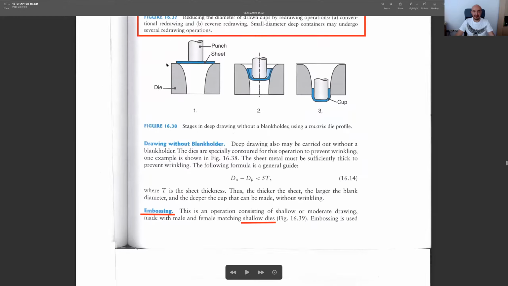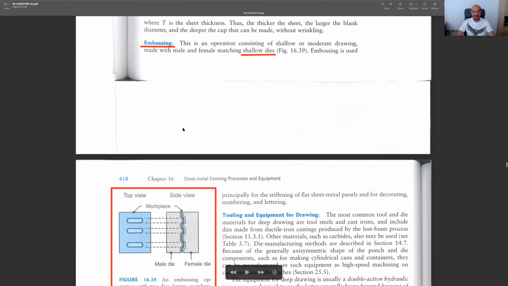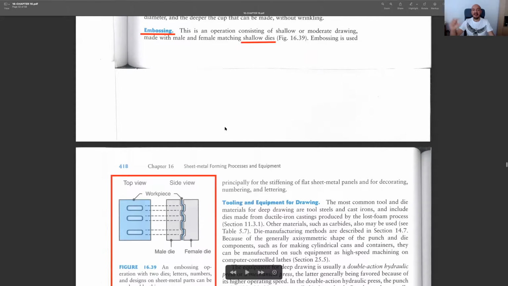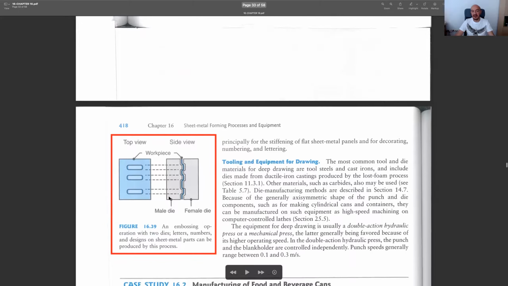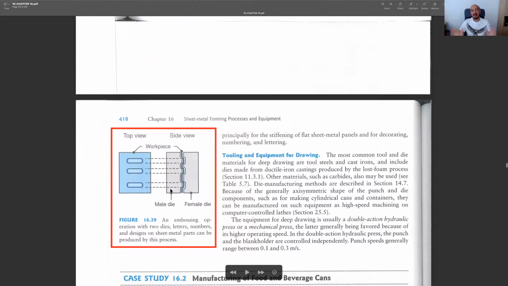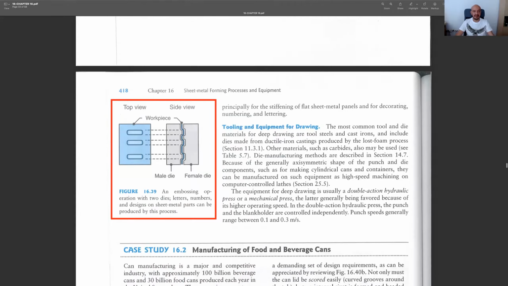Embossing is a very similar process, but the main difference is that this time the depth of the die is not too much. We have shallow dies, and our main aim is to embed some letters, numbers, or special shapes onto the sheet metal. You see, this is our die set, male and female dies. We put our sheet metal in between and then press, we apply forces, and this pattern will be embedded onto the top surface, or the bottom surface, of our sheet metal.